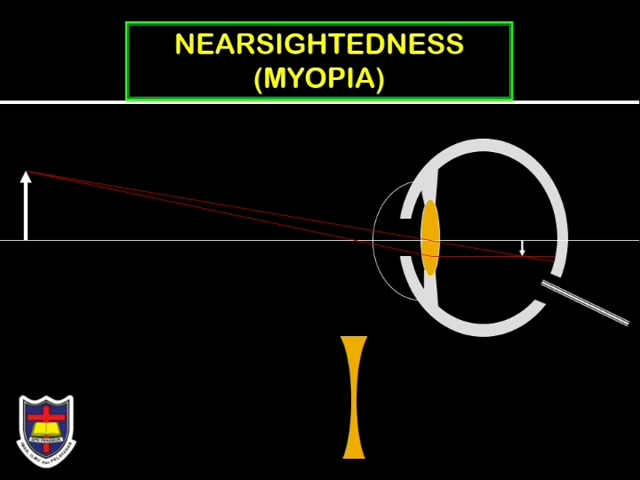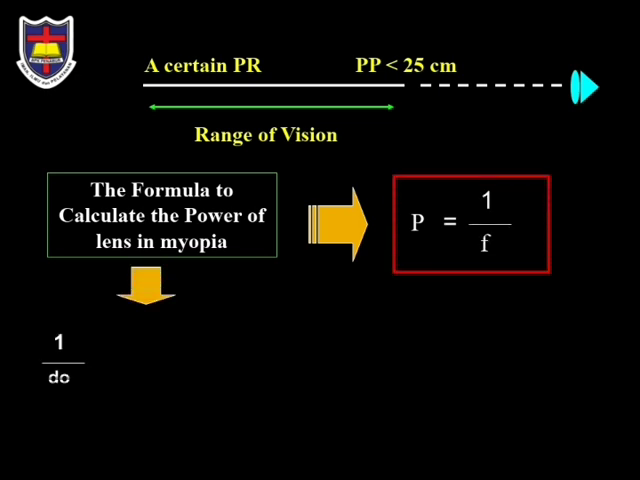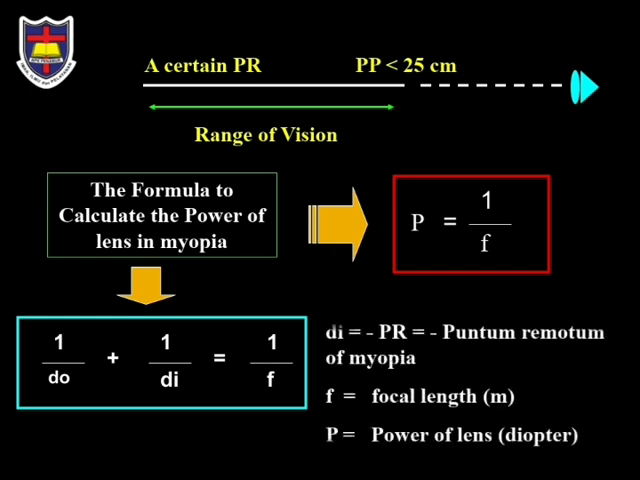Myopia is corrected using a concave lens, which is placed in front of a myopic eye, moving the image back to the retina and making it clearer. The formula to calculate the power of lens in myopia is P equals 1 over F, or the general formula is 1 over DO plus 1 over DI equals 1 over F, with DI equals minus PR. F is focal length, the unit is meters, and P is power of lens, the unit is diopter.